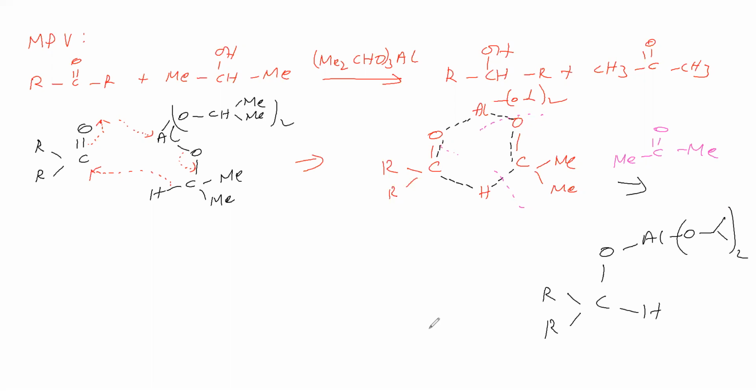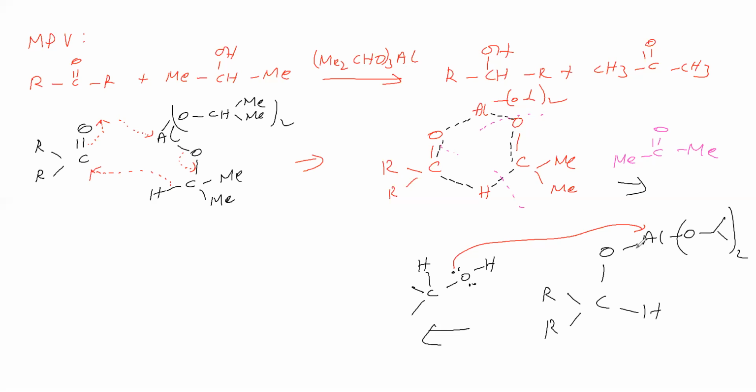So next step, what we will see. Here we have taken this isopropyl alcohol. So what is happening now? How the reaction takes place, that we'll see. This lone pair is attacking this aluminum.